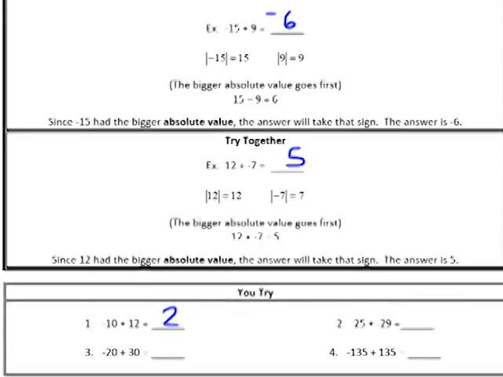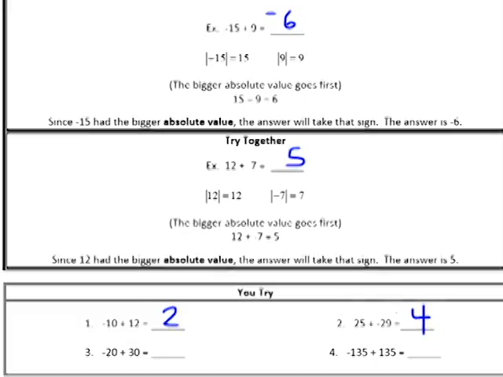25 plus negative 29. 29 has the bigger absolute value. It's further from 0. 29 minus 25 is 4. Again, negative 29 has that head start. It's further away from 0 than 25 is. So my answer, my sum, is going to be negative.